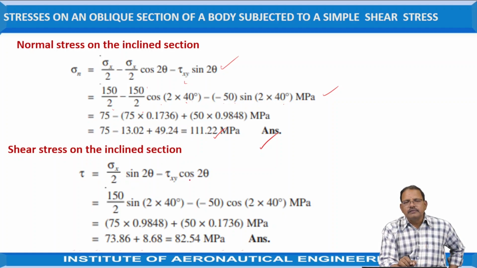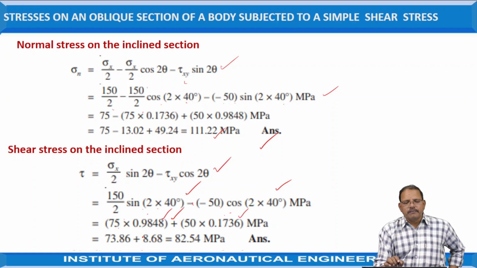The shear stress on the inclined plane is tau is equal to sigma x by 2 into sin 2 theta minus tau xy cos 2 theta. It is equal to 150 by 2 into sin 2 into 40 minus of minus 50 into cos 2 into 40, which is 75, sin 80 is 0.9848, minus into minus gives a plus, 50 into cos 80, which is 0.1736. From this relation we got 73.86 plus 8.68, equal to 82.54 megapascal.